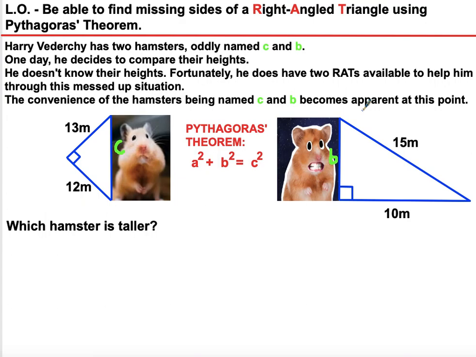Hello, be able to find missing sides of a right-angled triangle using Pythagoras' theorem.